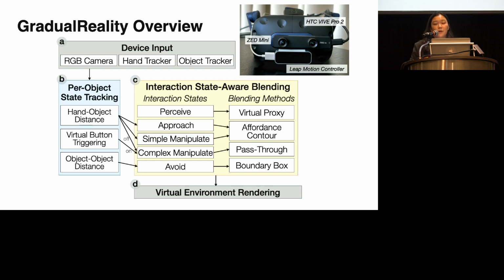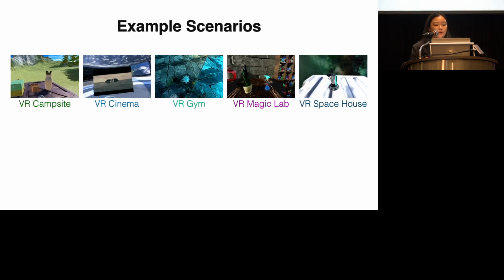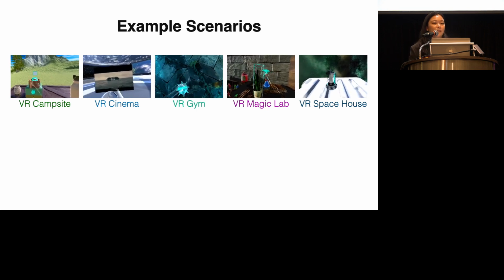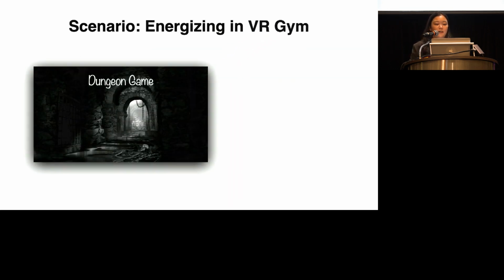With the interaction state-aware blending approach, we implemented a fully working system, GradualReality. Please refer to my paper for more details about the system implementation. To show the generalizability of the system, we applied GradualReality to 5 different scenarios. And here, I'll show you a VR gym scenario.